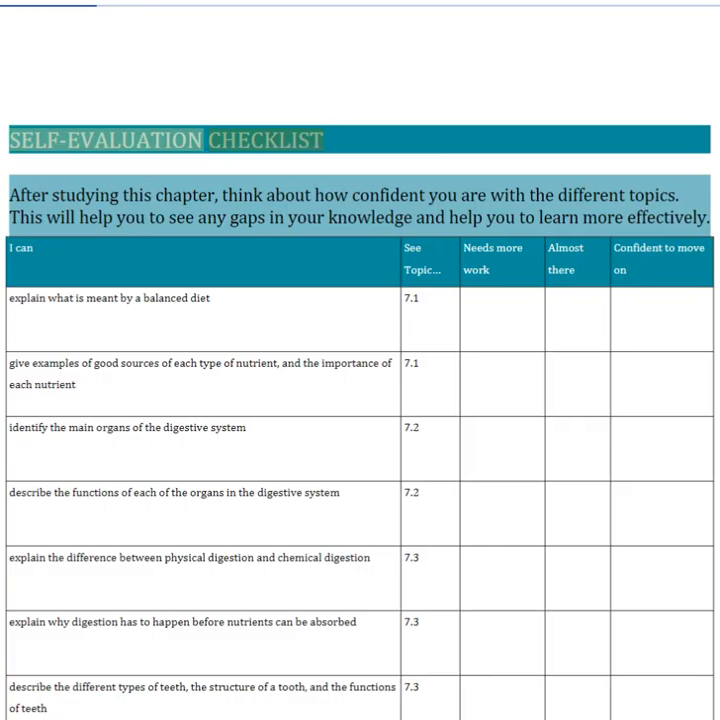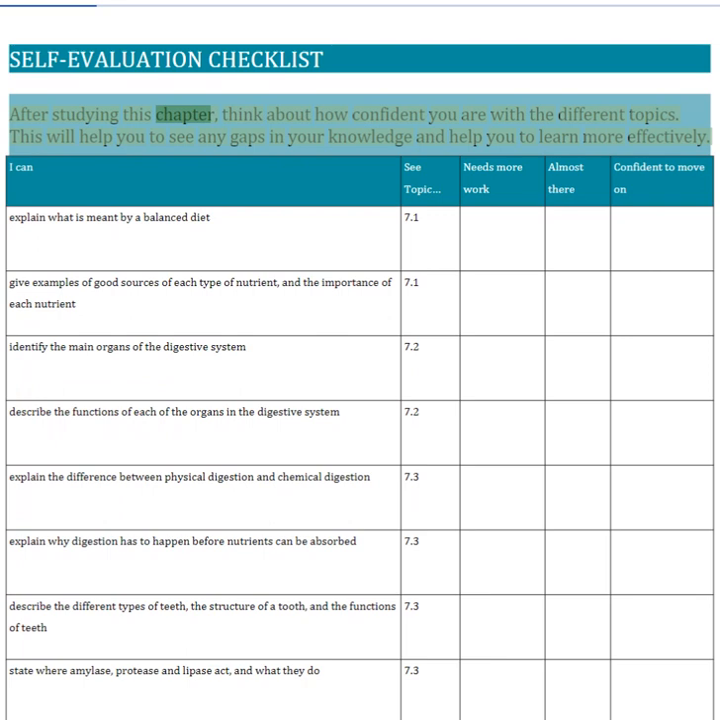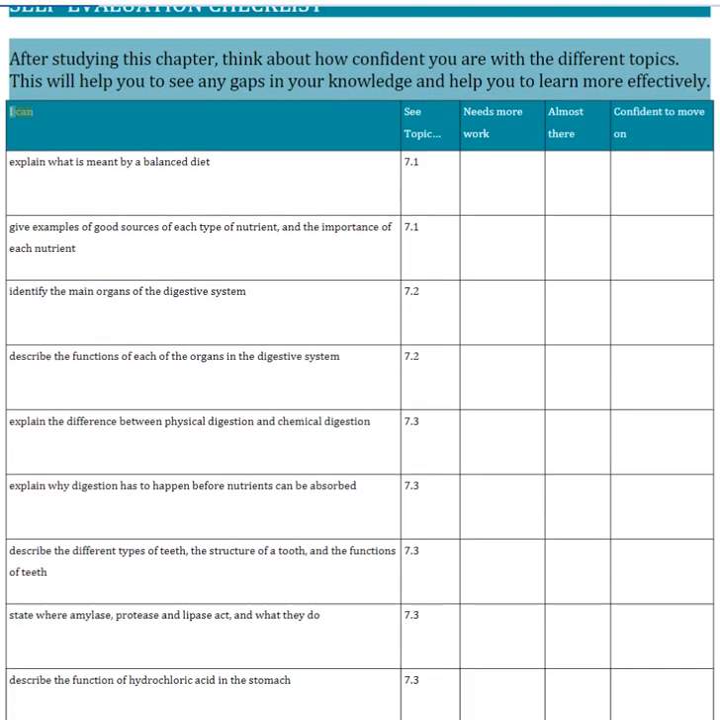Self-evaluation checklist. After studying this chapter, think about how confident you are with the different topics. This will help you to see any gaps in your knowledge and help you to learn more effectively. I can see topic. Needs more work. Almost there. Confident to move on. Explain what is meant by a balanced diet.